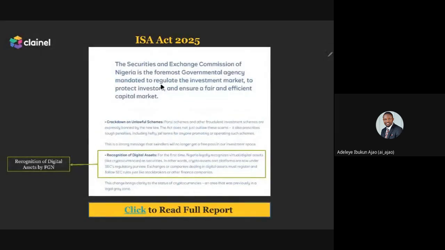Now we're going to dive into the ISA Act 2025. This act was released by the Securities and Exchange Commission of Nigeria, pardon me for that mistake, which has made recognition of digital assets and has also declared cryptocurrency as legal tender. They have recognized digital assets. This is the full report. When you get this, you can click the link and view the full report if you'd like to go through it.